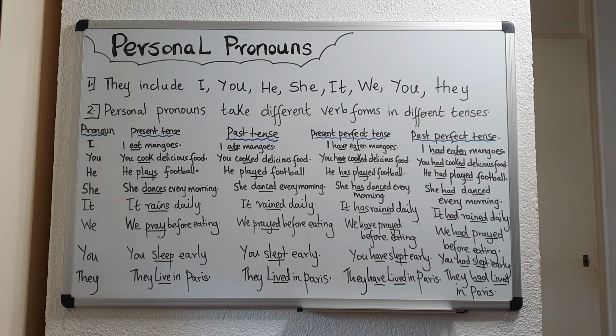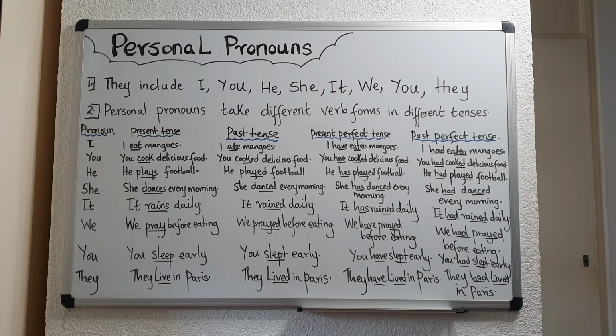Now, the next personal pronoun is she. In the present tense, it is she dances every morning. So, just like he, when it comes to the present tense, we must add an S after the verb. She dances every morning. If you choose to use the personal pronoun she, you must add an S after the verb dance in the present tense. You can never say she dance every morning. That is not correct.